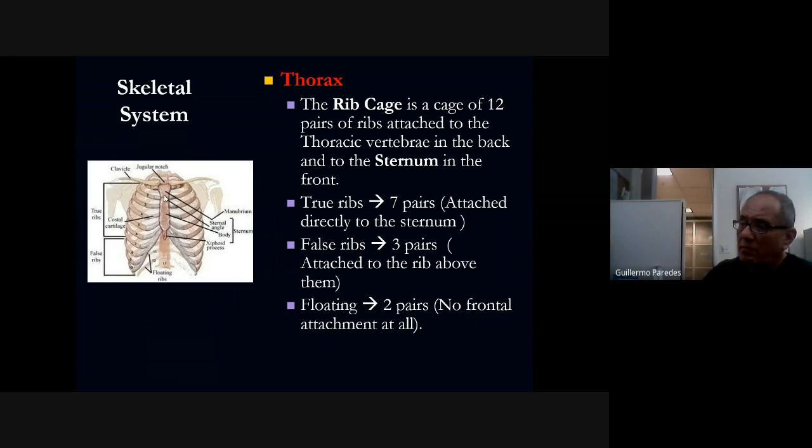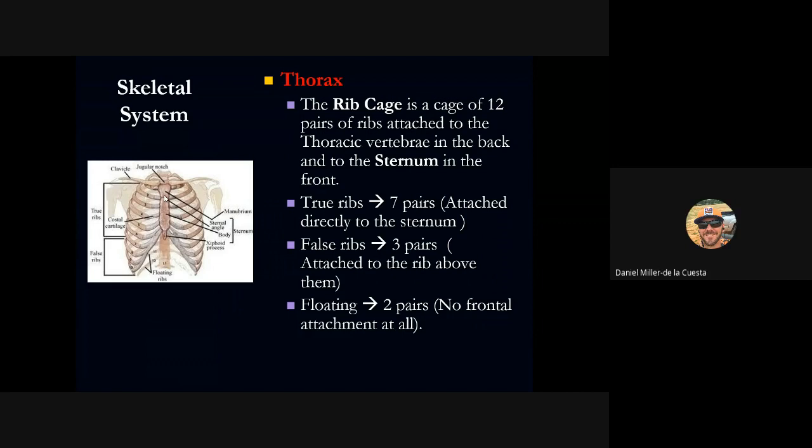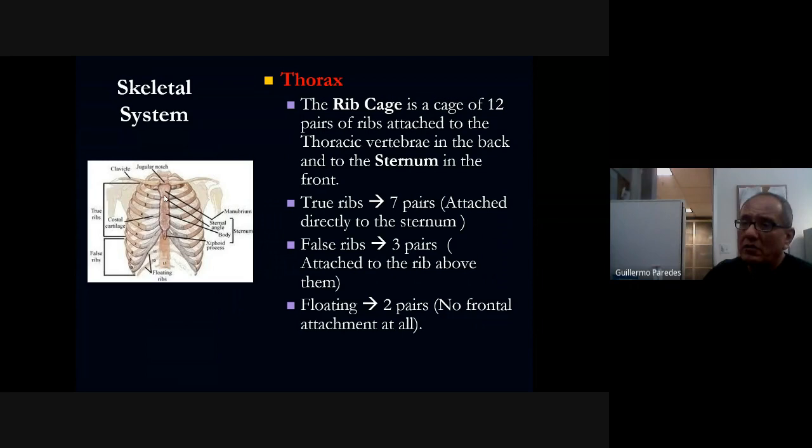And the last ones are the floating ribs. Please, those ribs are not actually floating. They are called floating for a reason. First of all, these last two pairs, 11 and 12, posteriorly are always attached to thoracic vertebra 11 and thoracic vertebra 12. They are attached posteriorly, but anteriorly they are not attached to anything. So they are not going to reach the sternum in any means. That's why they are called the floating ribs, okay?